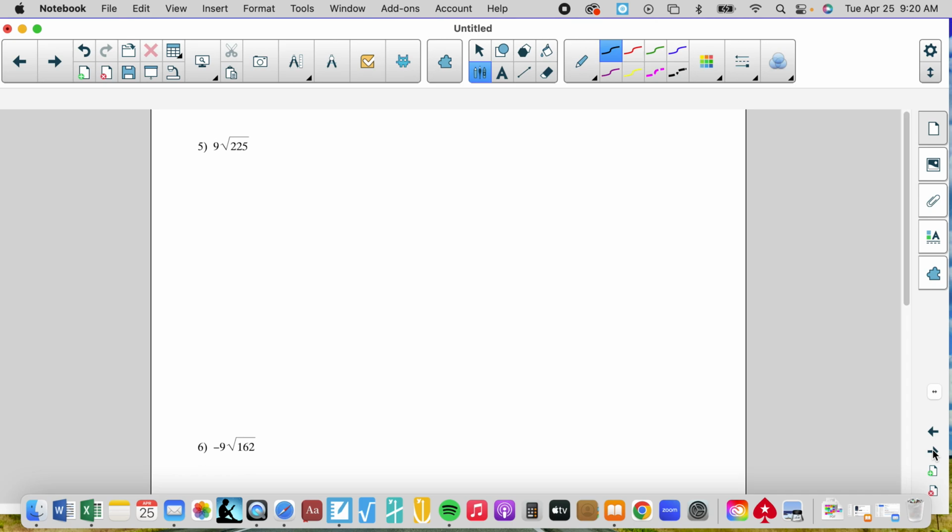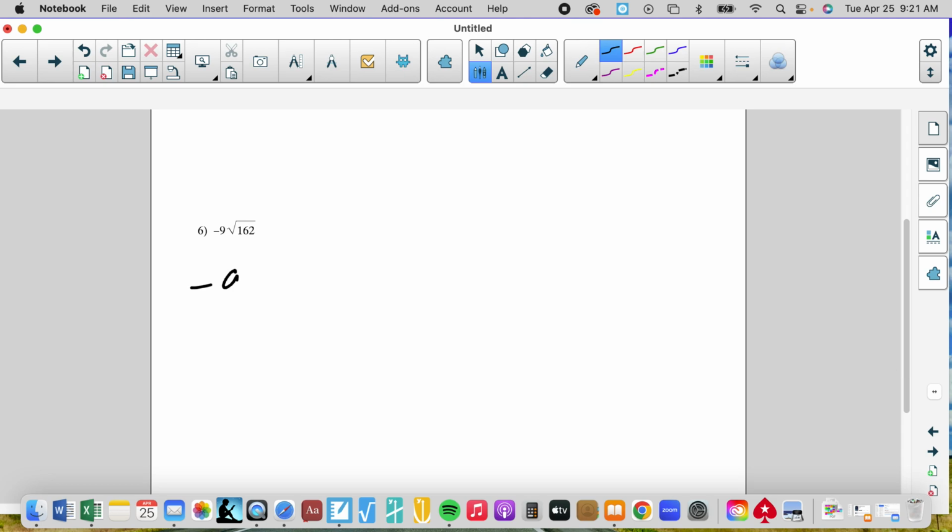Ooh, so this is our first one with a coefficient. And 225 is a perfect square. That's 15. Remember, there's the benefits of being able to remember your perfect squares up to 15. And 9 times 15, I don't know. 45 and 135. I think that equals 135. So you can get a whole number sometimes.